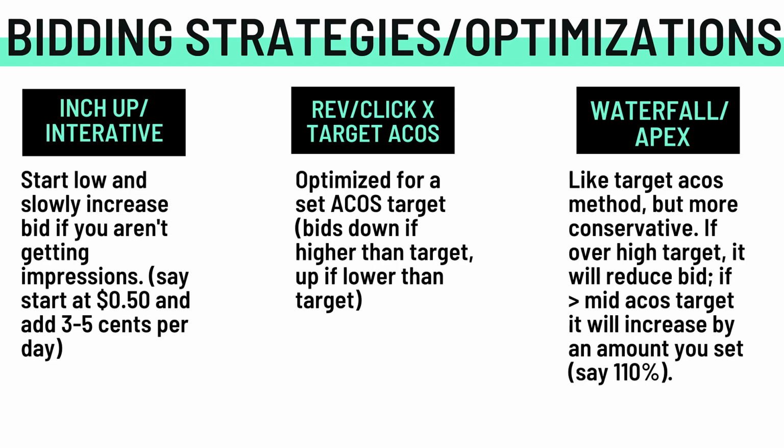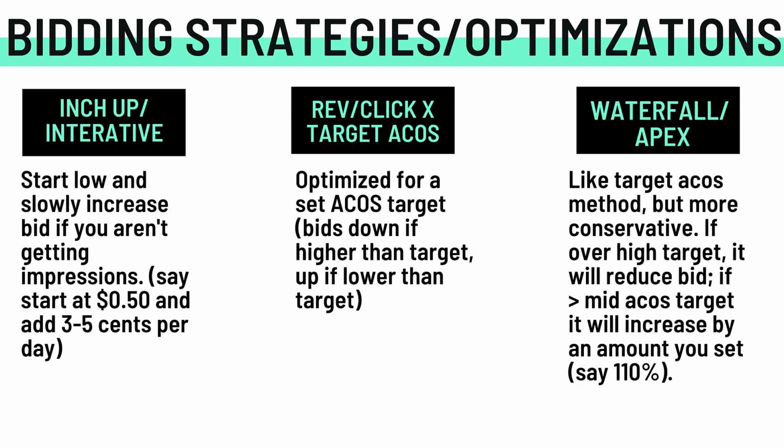So the first one is probably the most conservative, which is basically this concept of an inch up or an iterative bidding strategy. This is where you start low and then you slowly, incrementally work your way up in small increments until you find that sweet spot where you're actually converting well for a word.